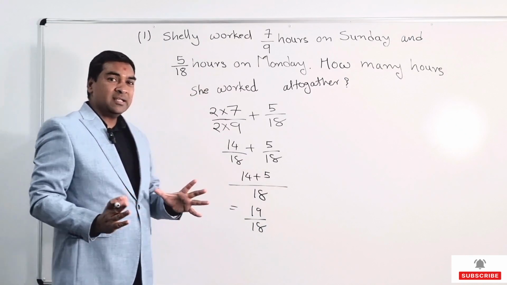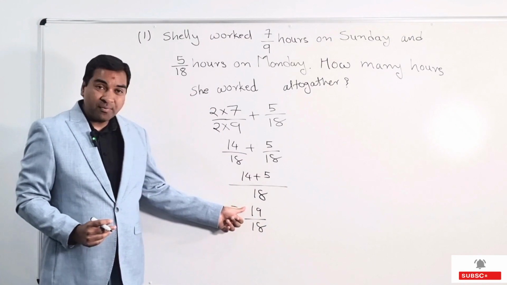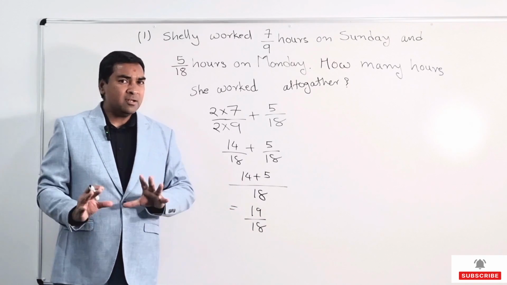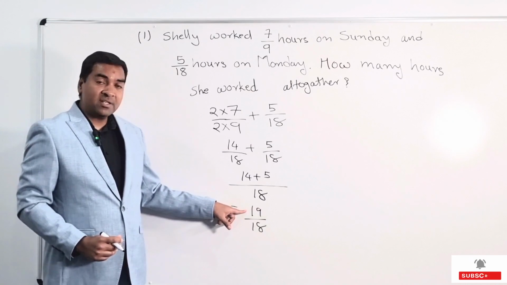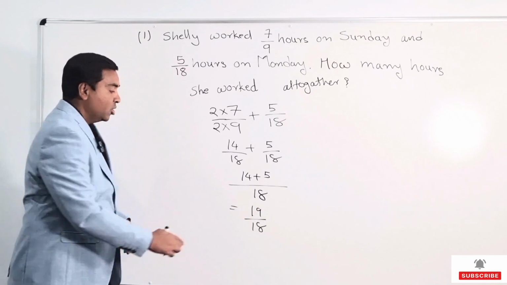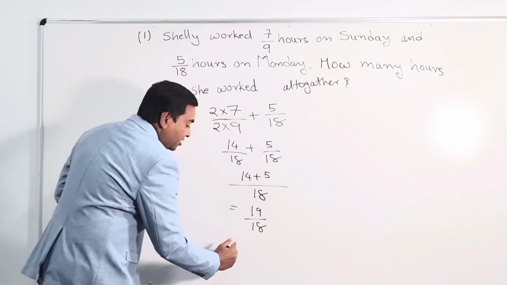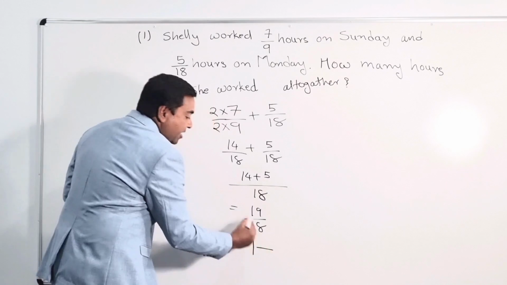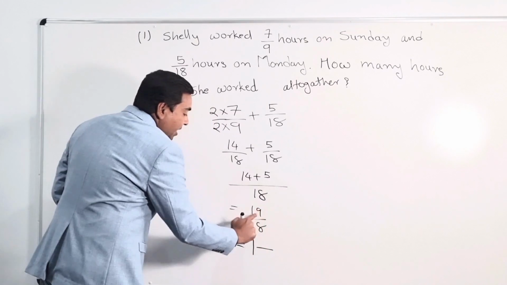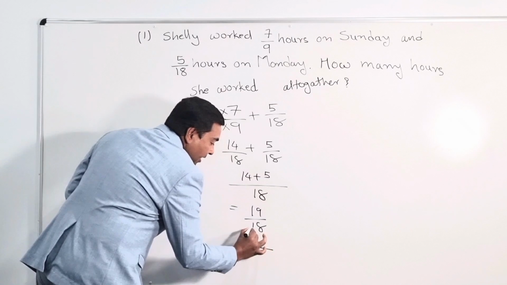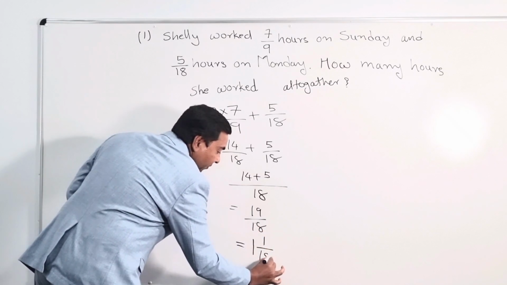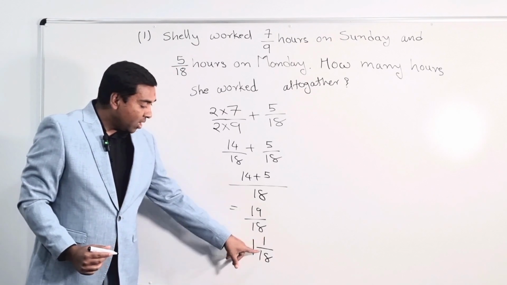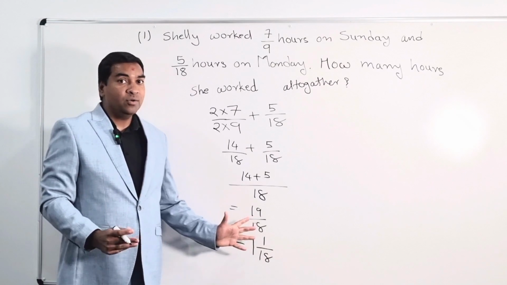Now in most of the cases, guys, in maths, this is an improper fraction because my numerator is bigger than the denominator. And the recommended thing is, whenever there is an improper fraction, change that to a mixed fraction. So 19 over 18. If I want to change that, 18 ones are 18, so 1 whole. And then 19 minus 18 is 1, so 1 remainder. And then whatever is the denominator will go the same. So all together, Sally has worked 1 whole and 1 upon 18 hours altogether.